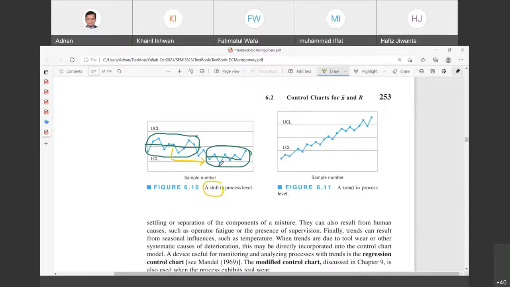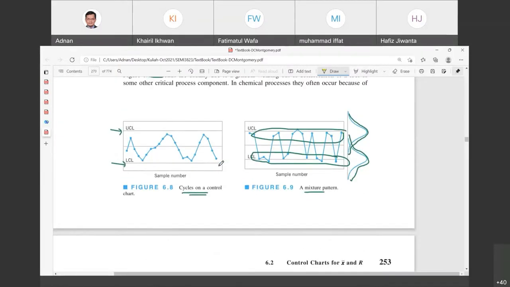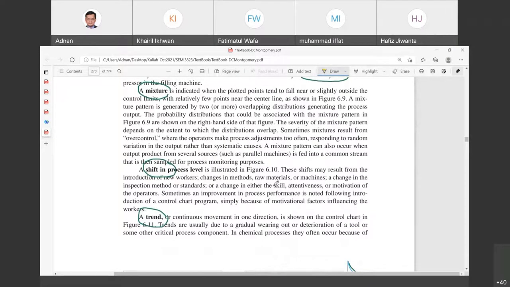So what are the possible reasons for this shifting? This shifting could be a change of method. Maybe the workers operating in the morning change to other new workers. So changing the workers creates a shift. Maybe due to material, it could be the machine, and there are many possibilities. And also a shift can be due to a broken tool. Suddenly you can see there is a shift in the pattern. Okay, could be broken tools.